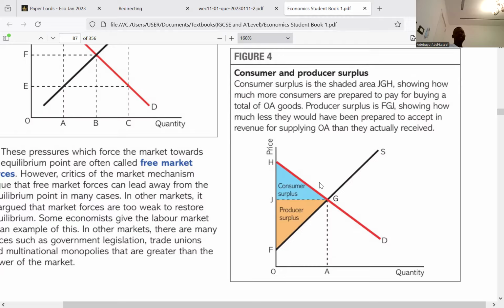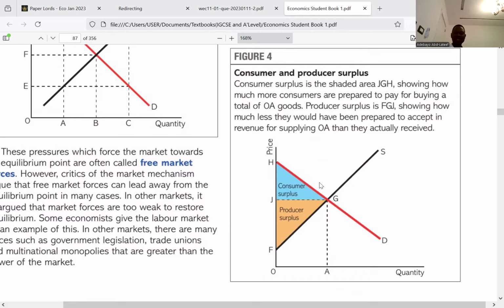Do you get the point I'm making here? And for producer surplus, they can as well sell at F, but they are actually selling at J. So HJG is consumer surplus, FJG is producer surplus. The shaded portion is producer surplus, between F, G, J, because producers can as well sell at F, but they are selling at J. Both are about the difference between the market price and what consumers or producers are willing to pay. That is consumer and producer surplus.